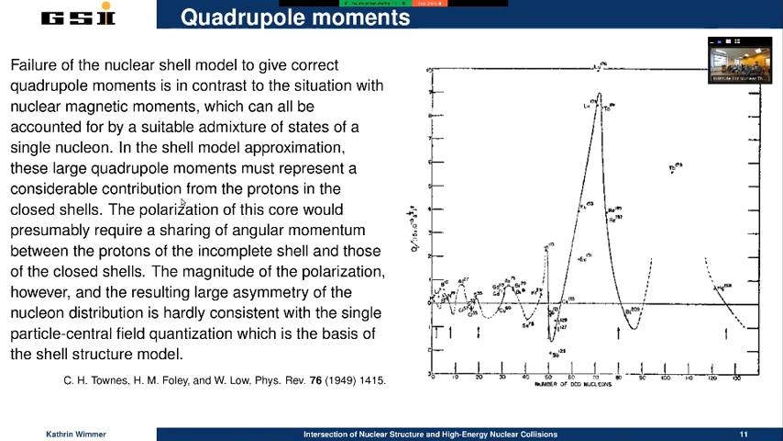So unlike in the shell model where you only treat the one or two or few nucleons outside of the core, the polarization of this core has to contribute. And this itself, these authors call, is against the definition of the shell structure model of the nucleus, or the shell model. So this is one of the motivations which led to collective models of the nucleus.